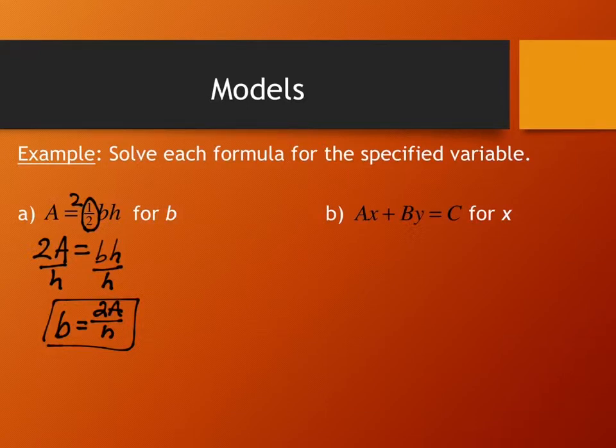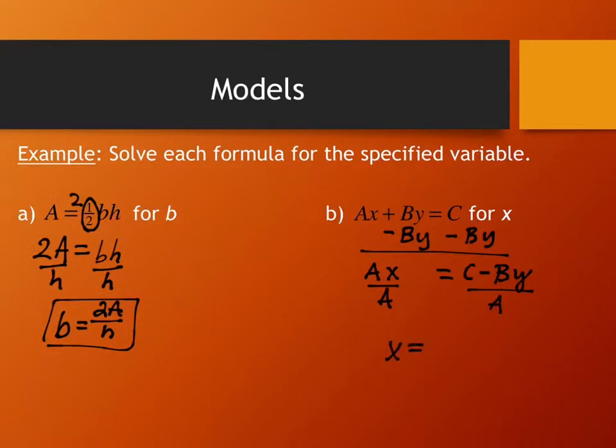What might you do first? Move the by, exactly. If we move the by, we would do that with subtraction, right, Rebecca? Yes, so minus by. So we've got ax on the left, and we have c minus by on the right. The goal is to get x alone, so what might we do next? Divide by a, and make sure that we're writing all of it divided by a, not just part of it. So x equals c minus by over a.